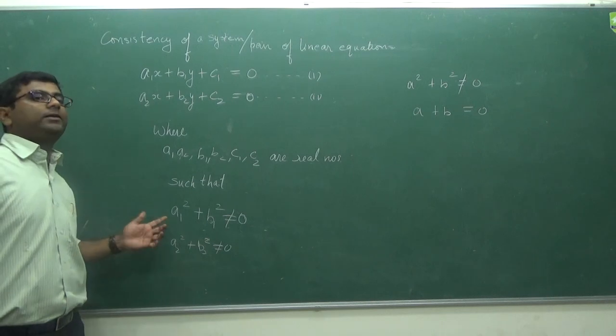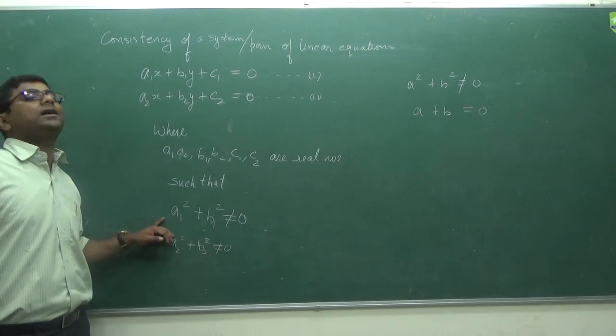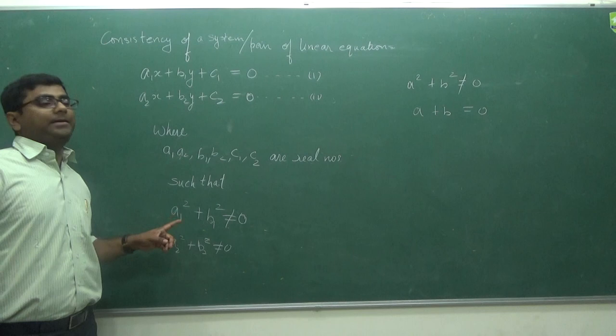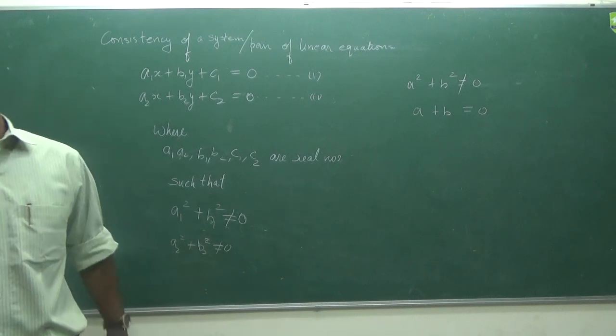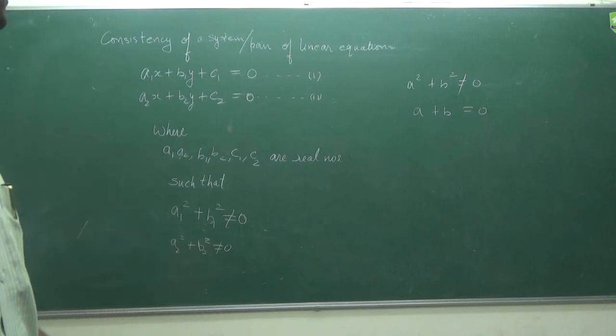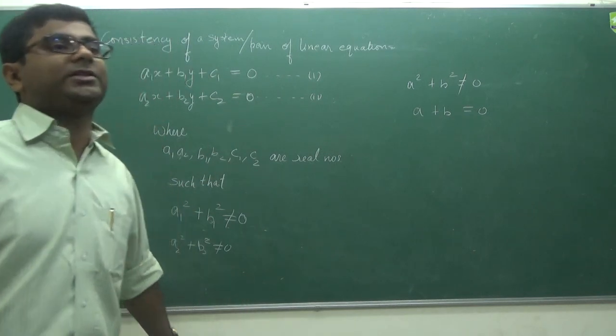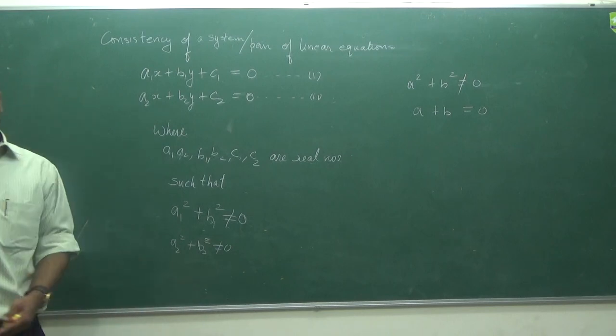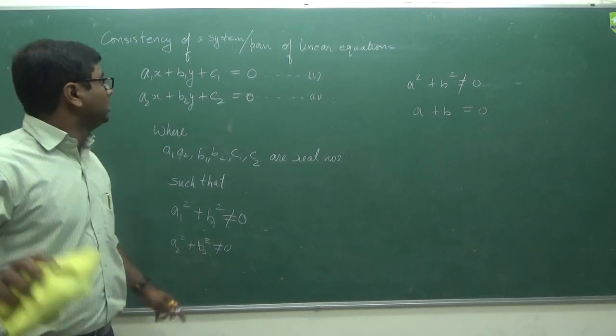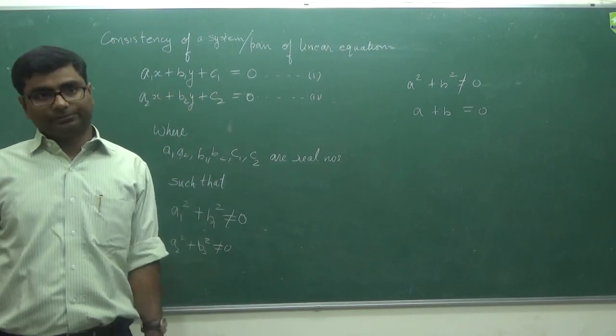So please understand this, don't get confused by it. This only communicates that one of a1 and b1 can be 0, but not both. Clear, Veda? Clear? So this is how a system of a pair of linear equations is expressed. Now what I'm talking about is whether you will get a solution or not.